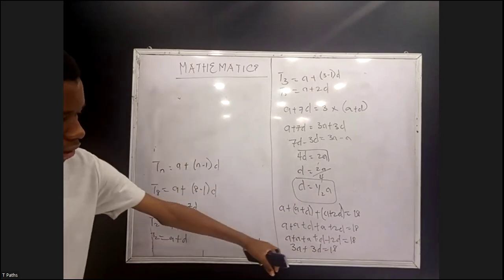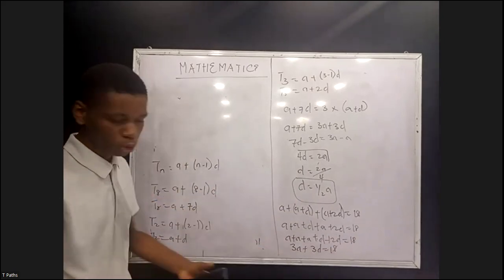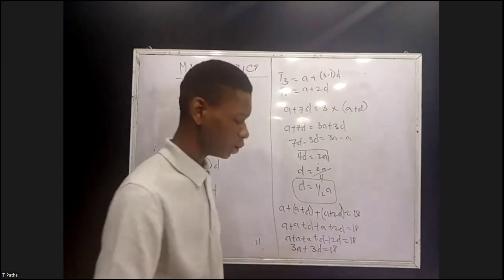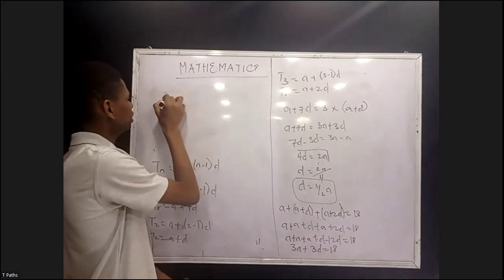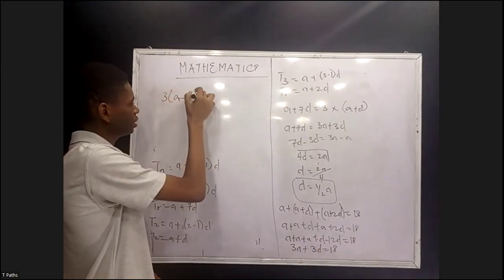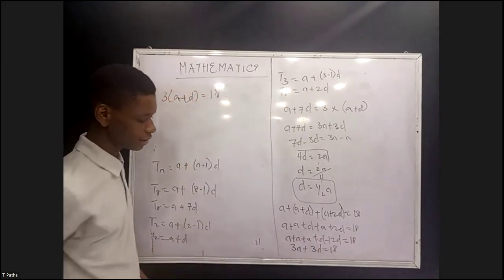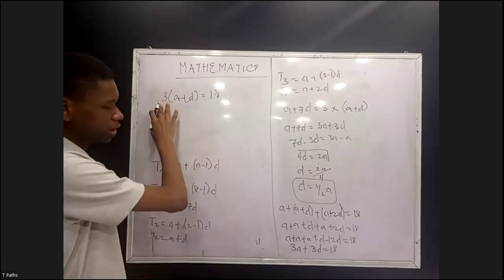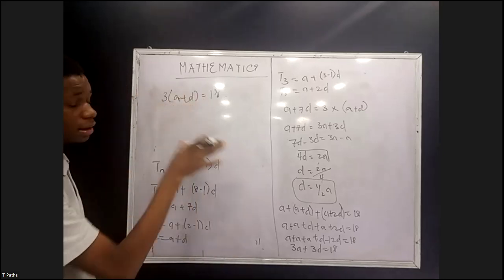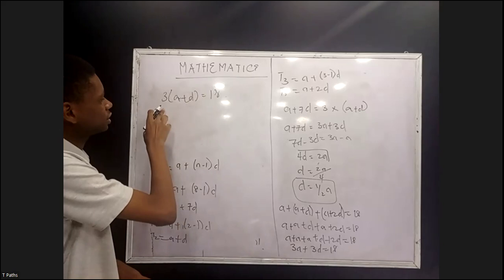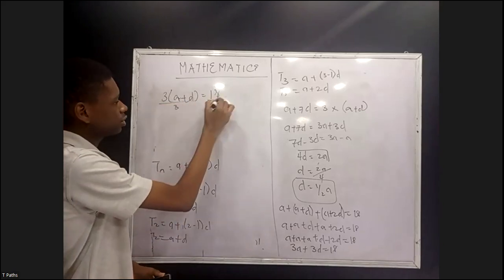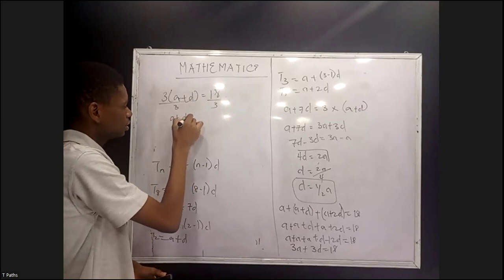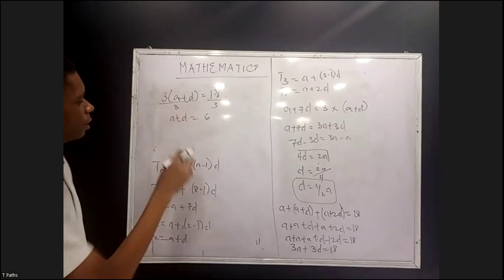So I have here 3A plus 3D is equal to 18. On my left hand side, 3 is common. So I say 3 bracket A plus D is equal to 18, because 3 is common, I use 3 to open the bracket. If I open this bracket back, I make 3 a factor rather, so I'll have 3A plus 3D. So here I can divide both sides by 3 to get A plus D is equal to 6.